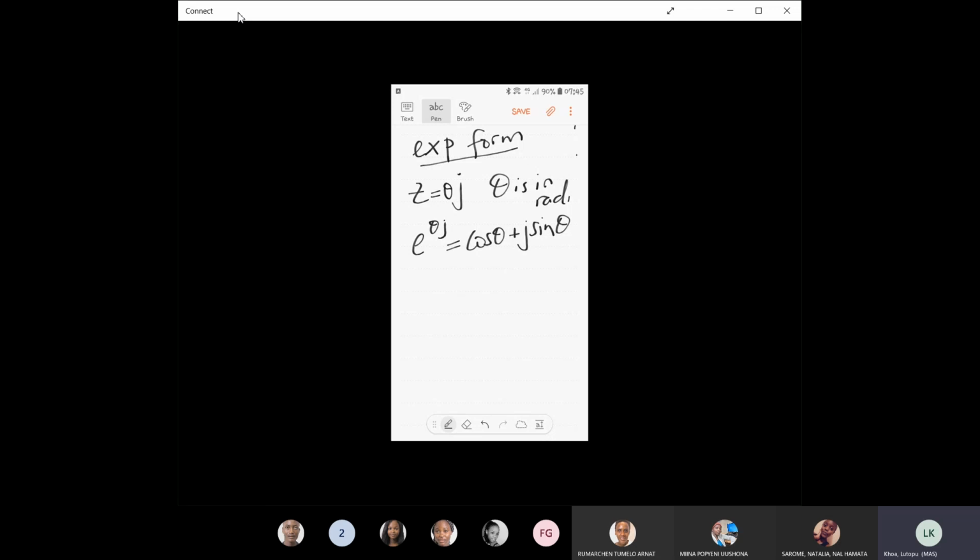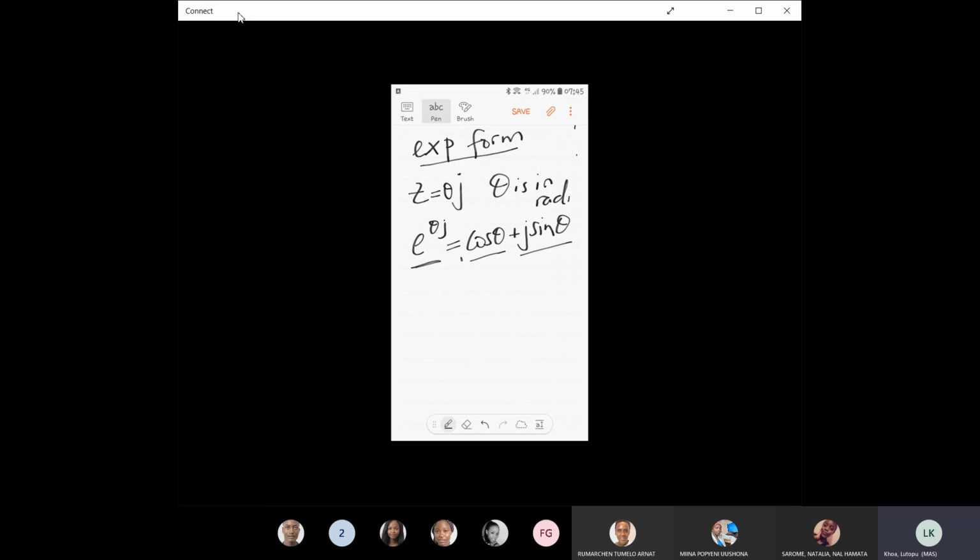Now, there's a question as one of your exercises to do. I didn't want to go into that because we are still going to do the Maclaurin power series later on. So for now, we don't really need it. But you can actually show that if you combine cos theta and j sine theta in the way that they are written in the Maclaurin series, you will have e to the power of theta j.